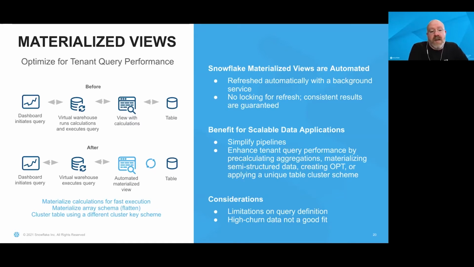This helps to simplify your pipelines, and it allows you to do things like turn that JSON into a much more performant structured data set. It also allows you to do things like apply a unique table clustering scheme for different access patterns, maybe tenant and date or tenant and product in your table clustering scheme. Or this could be the way that you create your object per tenant in a fan out scenario. All of those are the benefit to you in building out your scalable data applications.